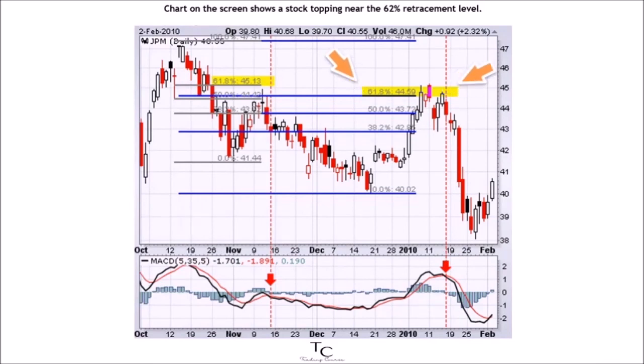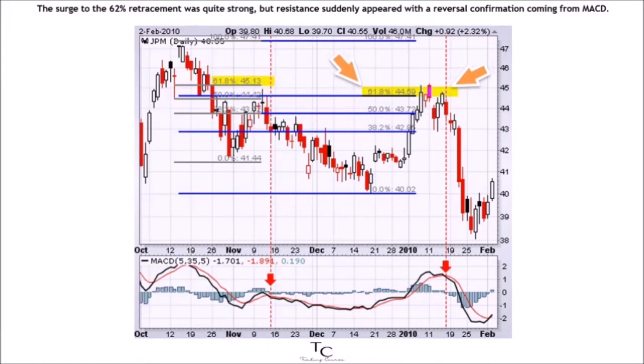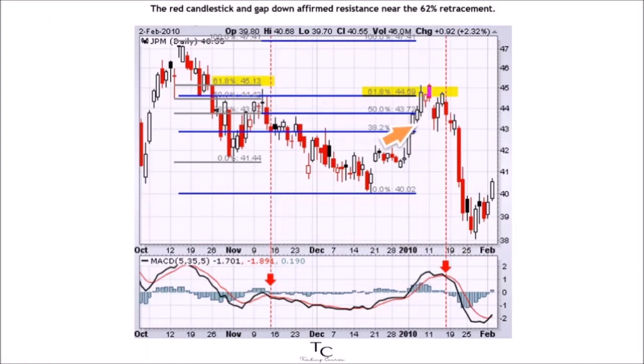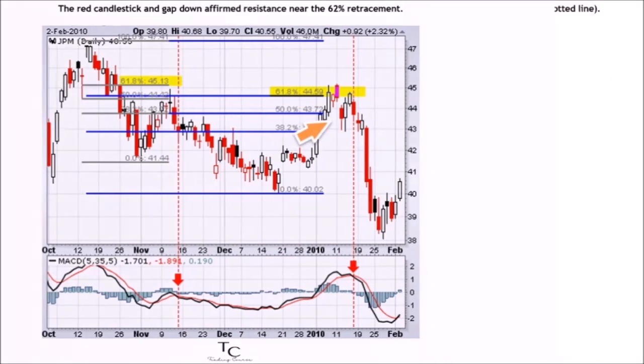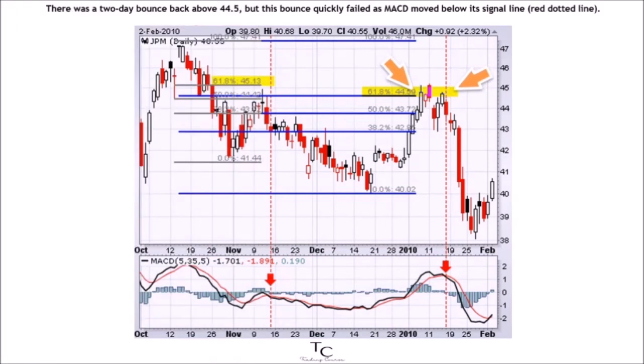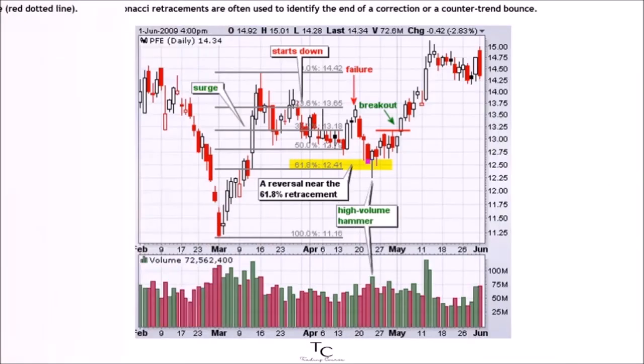The chart on the screen shows a stock topping near the 62% retracement level. The surge to the 62% retracement was quite strong, but resistance suddenly appeared with a reversal confirmation coming from MACD. The red candlestick and gap down affirmed resistance near the 62% retracement. There was a two-day bounce back above 44.5. But this bounce quickly failed as MACD moved below its signal line, red dotted line.